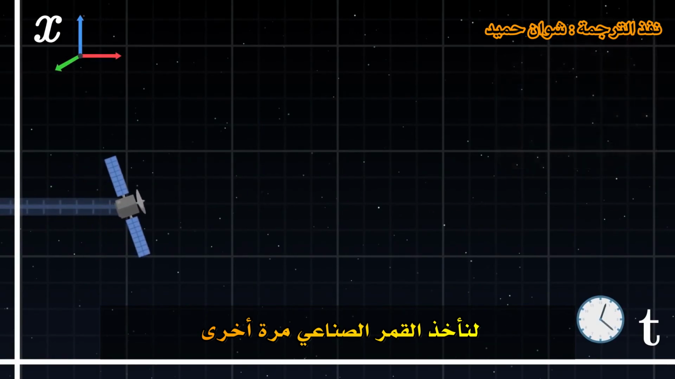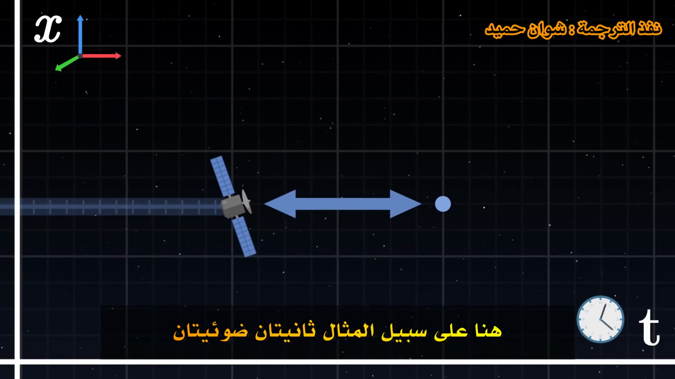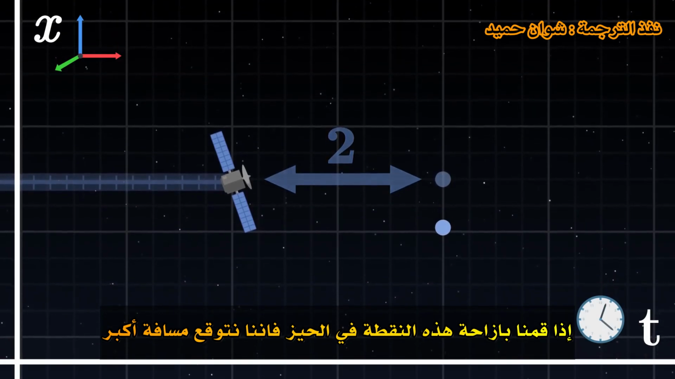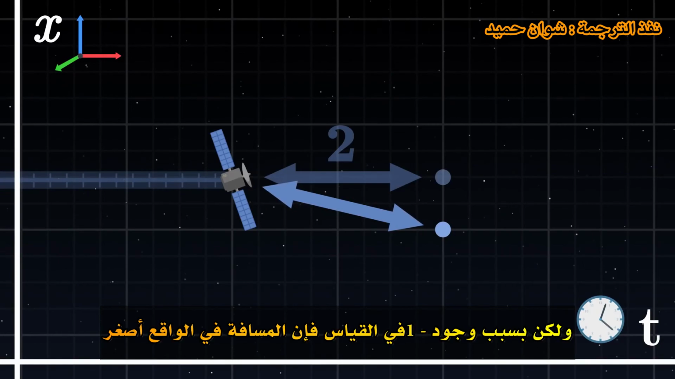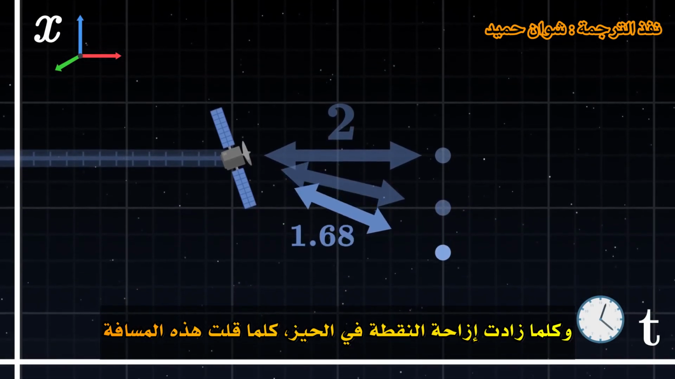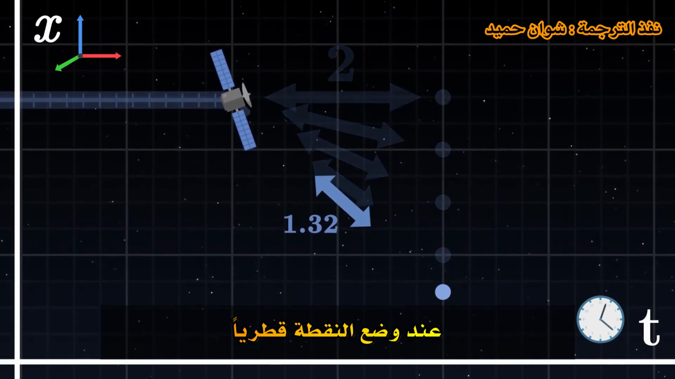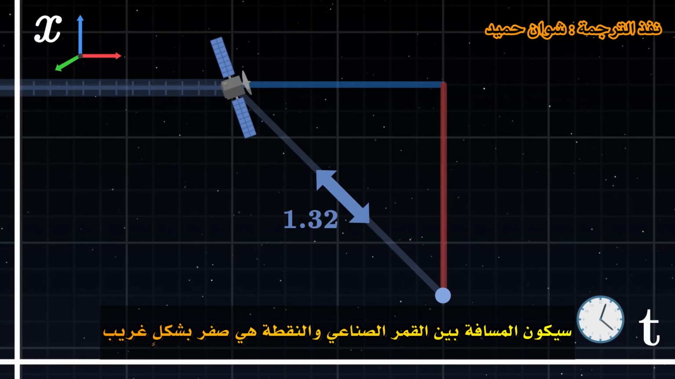Let's take our satellite again and measure the distance that separates it from a point in the future. Here, for example, 2 light seconds. If we shift this point in space, we would expect a greater distance, but because of this -1 in the metric, the distance is actually smaller. And the more the point is offset in space, the more this distance decreases. When the point is placed diagonally, that is to say that it's separated from the satellite by as much space as time, the distance between the satellite and the point is strangely zero.